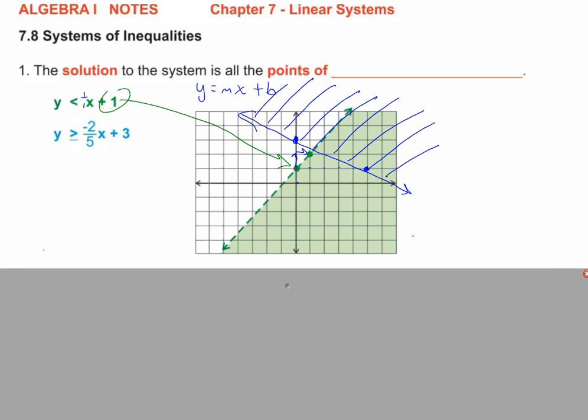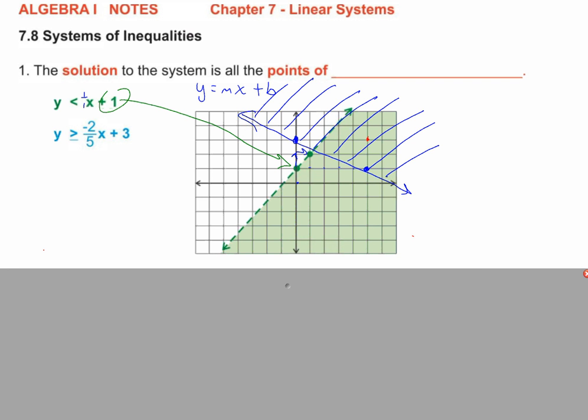Ethan? The point where it's both shaded, like where they're both shaded. Okay, so like this point right there, is that the solution? Right there. Yeah. So that point? Okay, so that's the answer. The point 5, 3 is the answer. An answer. There's more? Well, what's another answer?